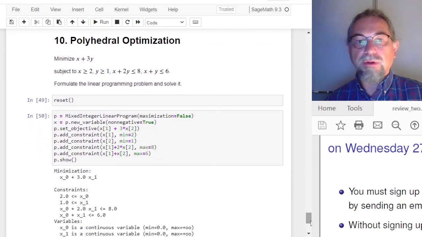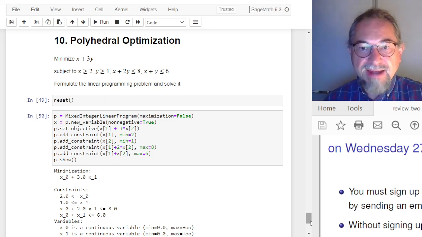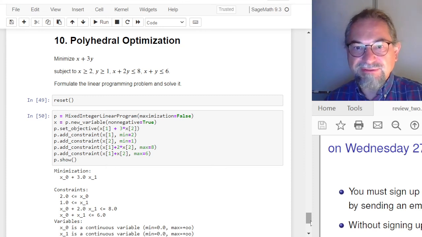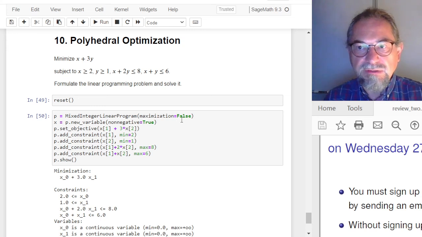So the last problem is a linear programming problem, where again it's very good to start with a reset. It's a maximization problem, except that it is not. You see maximization, that flag is turned off. So it's important here that we recognize the standard form. In the lectures we had a maximization problem. Here in the review we have a minimization problem.